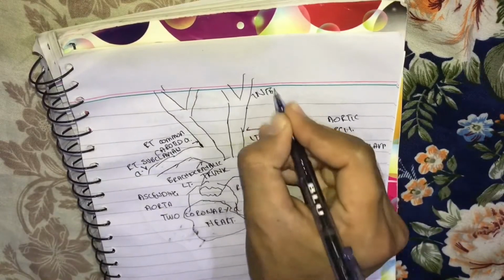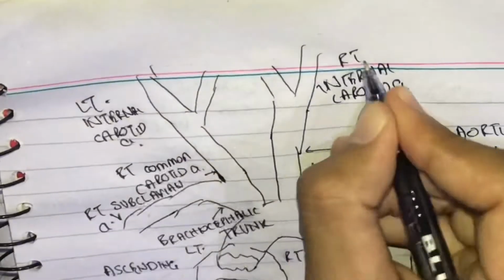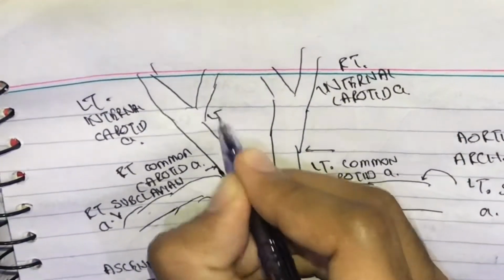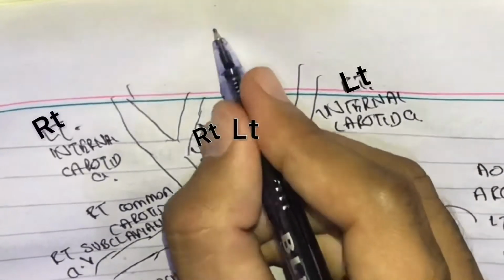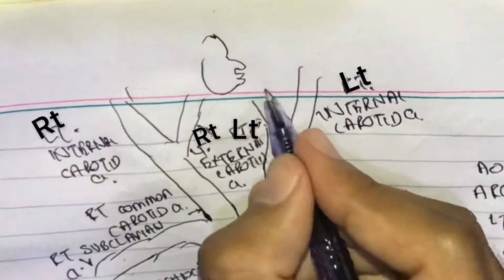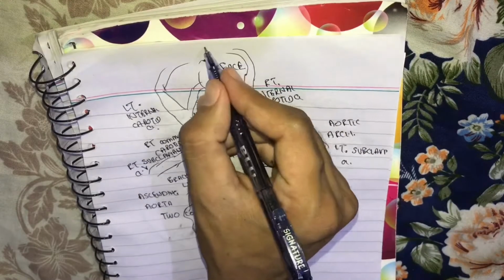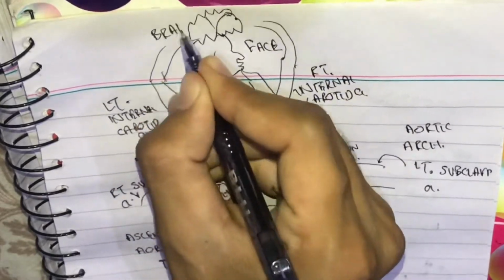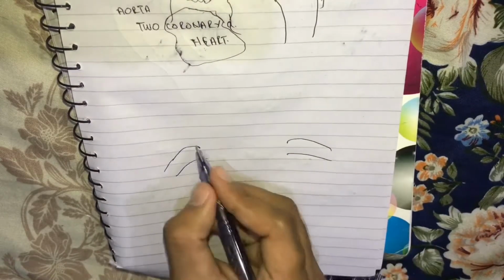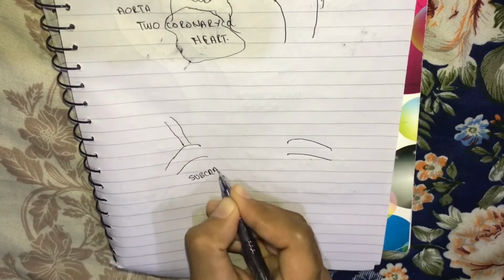Two common carotid arteries are further divided into the external carotid and the internal carotid artery. Left and right external carotid arteries supply the face area, and the right and left internal carotid arteries supply the brain. Now talk about the subclavian arteries and their branches.